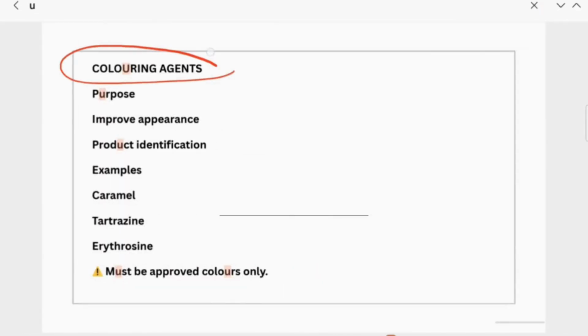Then coloring agents. The main purpose is to improve the appearance of the formulation and for product identification also. Examples: caramel, tartrazine, erythrosine.